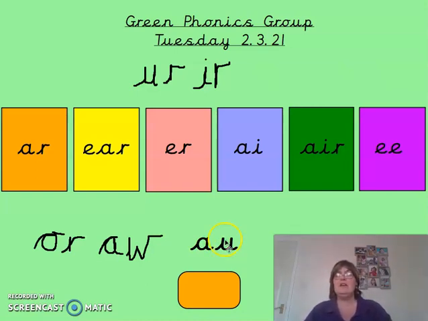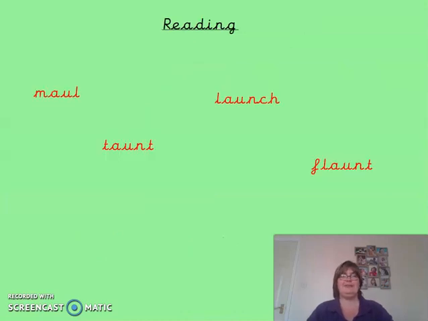Now, today, all of our OR words are going to be this one, the A and the U, for us to practice this one, okay? So let's have a look at our reading for today. So we've got 4 words to read. You know what to do. Pause me, blend them together, figure out what they say, then come back to check you're right.